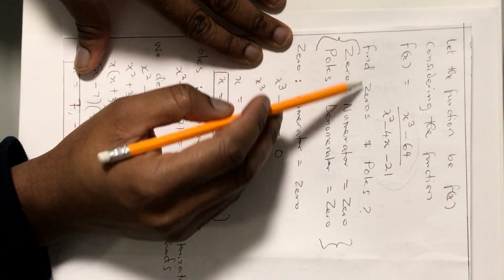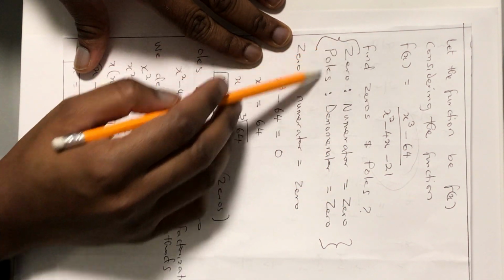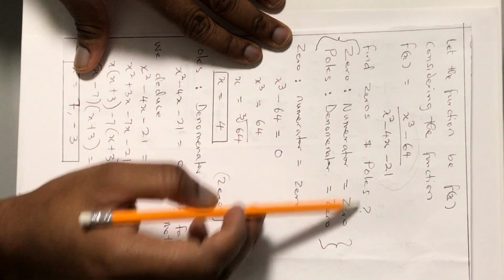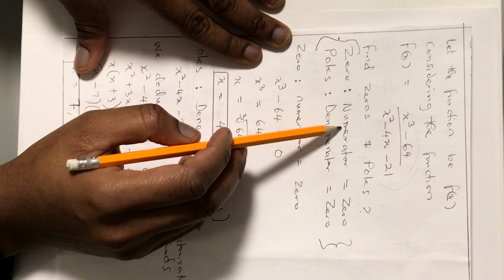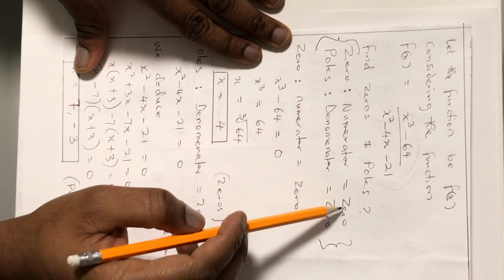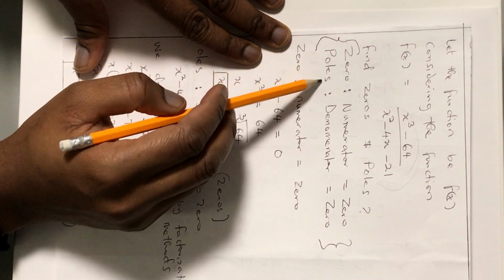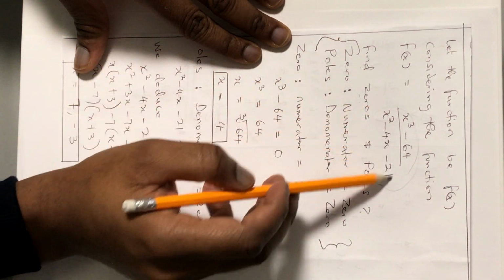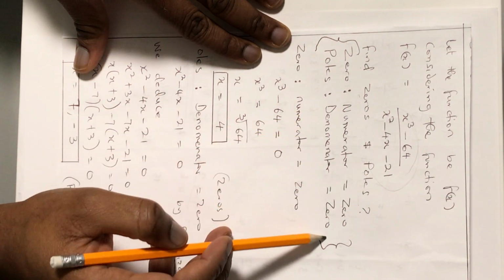So, to find zeros and poles, first of all, we need to know that zeros are defined when the numerator of a fractional algebraic form equals 0. Also, poles are defined when the denominator of an algebraic fraction equals 0.